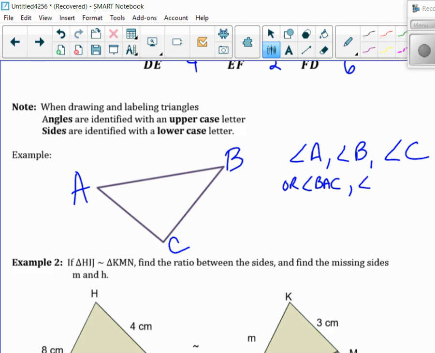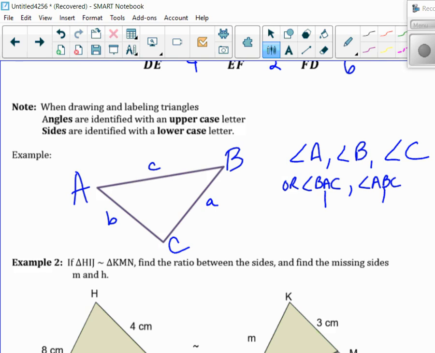Do you see the vertex has to be in the middle? So if I'm referring to angle A, that would be in the middle there. Angle B would be that, okay? So then the side opposite angle C would be little c. The side opposite angle A would be little a. The side opposite big B is little b. Do you see? That's how I refer to the sides.